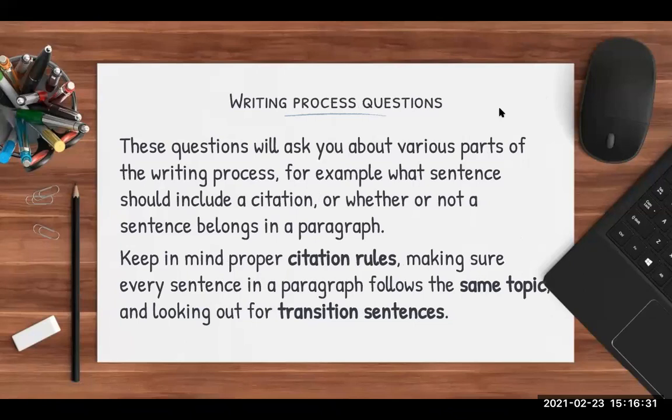And lastly, there are going to be some writing process questions. So these are going to ask you about various parts of the writing process. For example, what sentence should include a citation, whether or not a sentence belongs in a paragraph, things like that. You want to keep in mind proper citation rules. For example, anything that seems to have a source should have a citation. And you also want to make sure that every sentence in a paragraph follows the same topic, and look out for transition sentences.